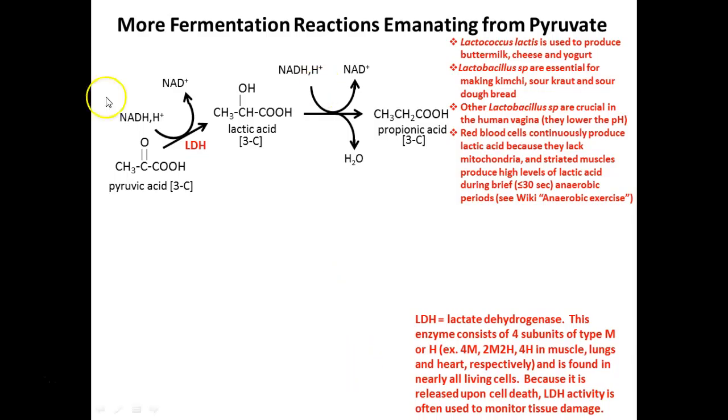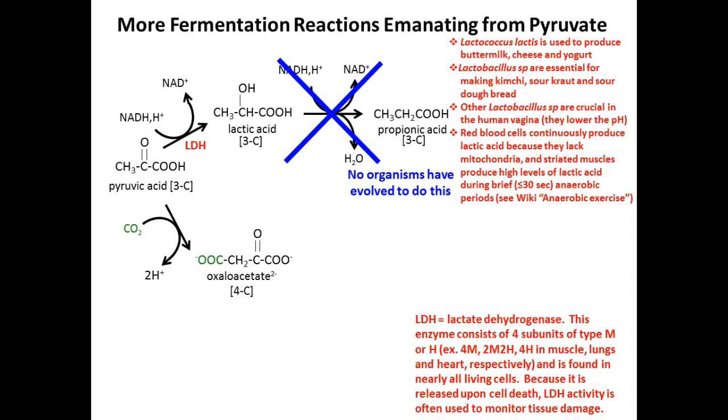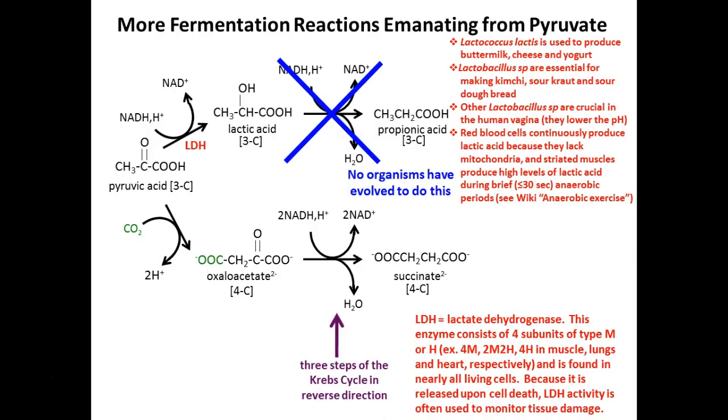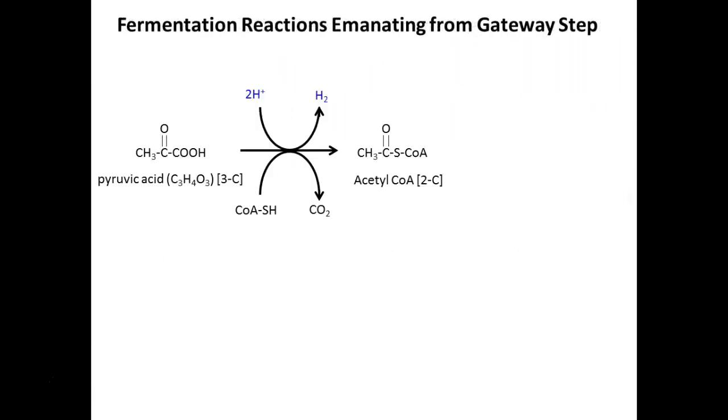So another thing that can happen is more NADH can be added to the lactic acid to form propionic acid. Most organisms don't do it this way, though. They instead add carbon dioxide to the pyruvic acid to form oxalate, then convert that into succinate, right? And again, we're reusing parts of the Krebs cycle. And then that is converted into propionate. So it's all about, right, getting rid of those electrons. And we can do it a whole bunch of different ways, right?